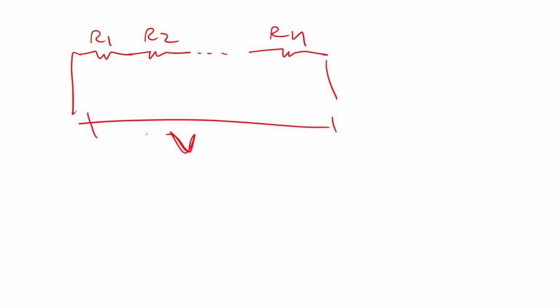Again, we're going to split this voltage across them. They can be equal, they may not be equal. The drop here, when I divide it, can be equal or not. It depends on the values of the resistance. Still, V equals V1 plus V2 all the way until Vn, because I just divide the voltage between them.